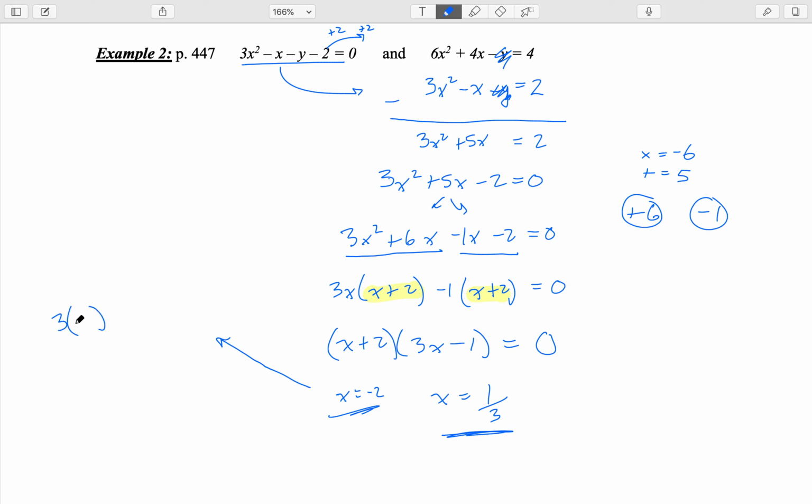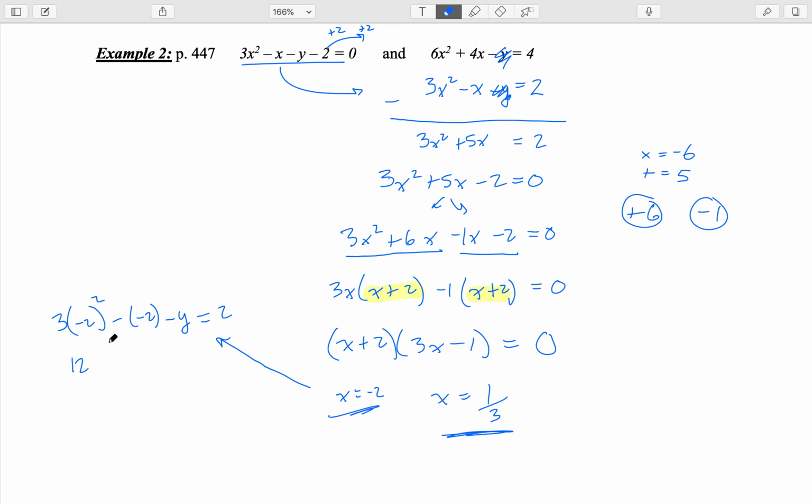3x squared minus x, make sure you use brackets, because you know that these are going to change. Minus y minus 2 is equal to 0. You know what? As I'm writing it down, I'm just going to switch that right now, because I put this over and I got equal to 2. It's just going to make my life easier. Negative 2 squared is 4. 3.